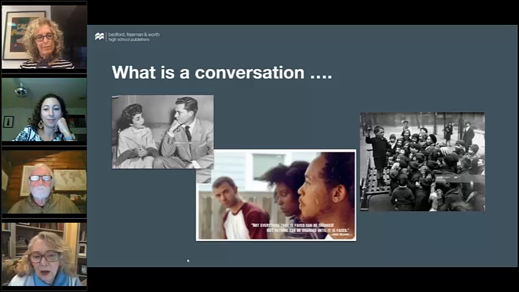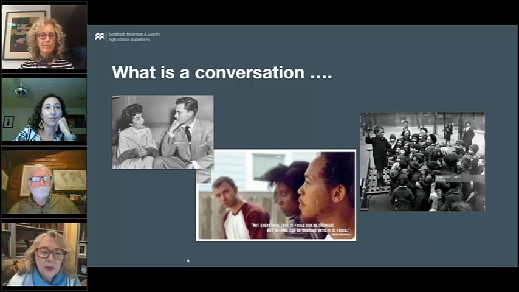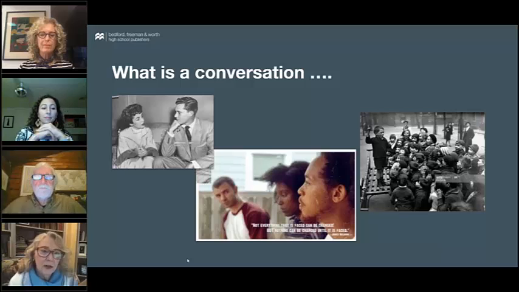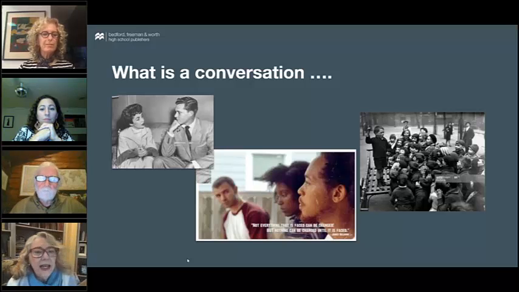I just pulled them off of Getty Images, so they're random and from different time periods, because we were going to talk about what it means to have our students in conversation. What are the characteristics of a conversation? What kinds of things are you noticing here? So I'd like to begin by asking, what do you see in any of these images?